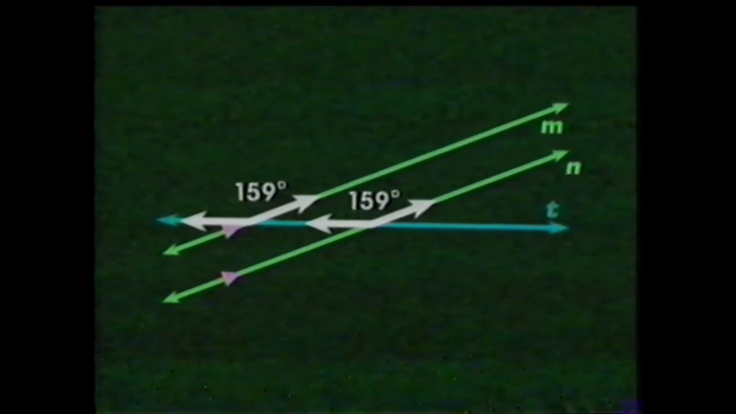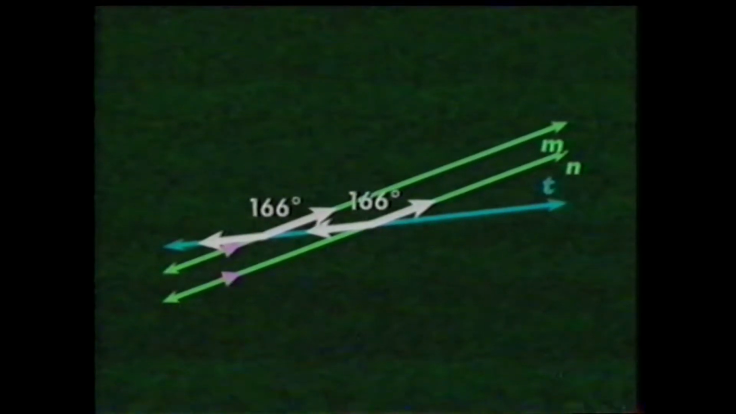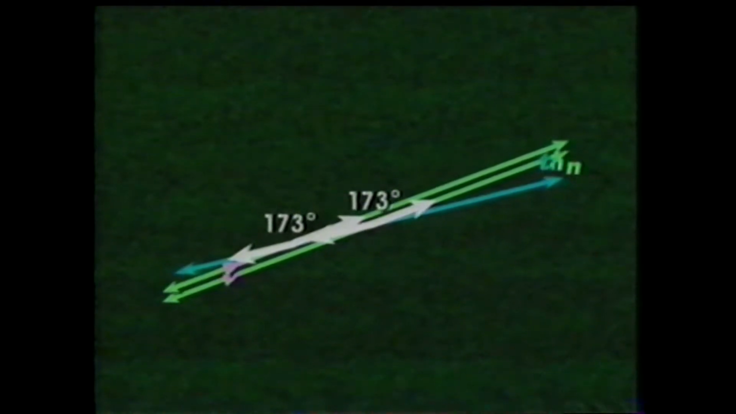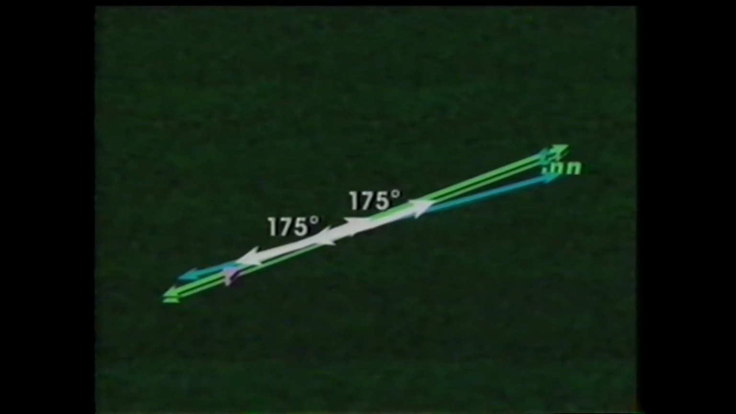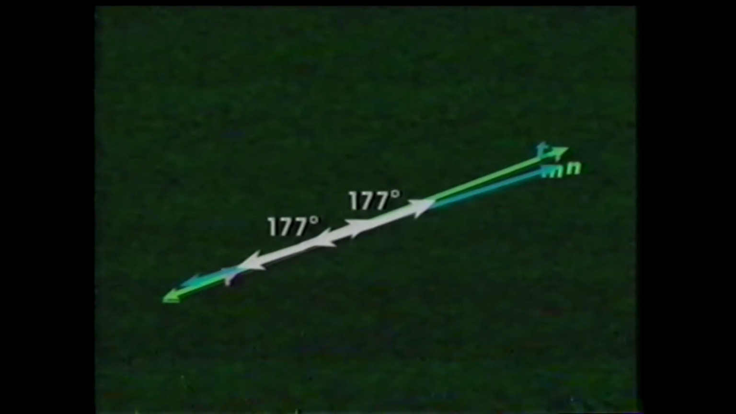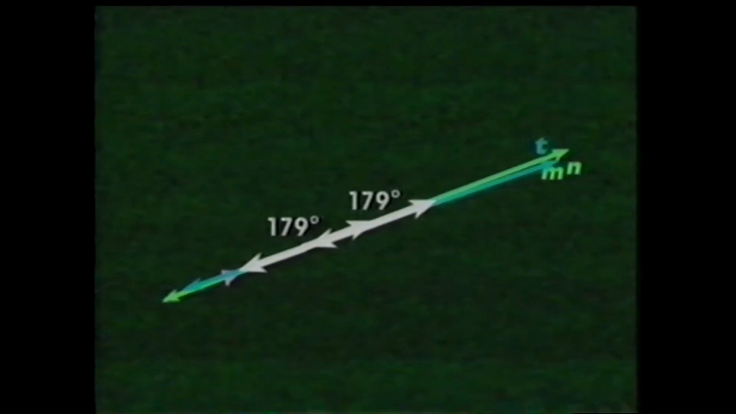The angles can get larger and larger. Here they are each 175 degrees. What do you think will happen as the angles get closer and closer to 180 degrees? The angles can get closer and closer to 180 degrees until the three lines finally collapse into one line. In this limiting case, the angles are congruent.